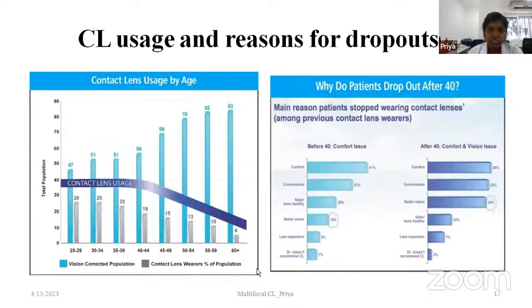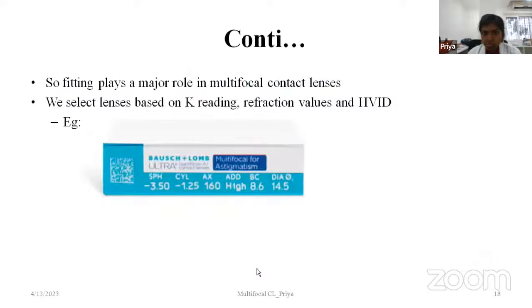Contact lens usage: reasons for dropouts. Like young adults, old people also wear contact lenses. Why do patients drop out after 40? The reasons are the same as they are before 40: comfort issues, convenience, better vision, safety, less expense, and so on.